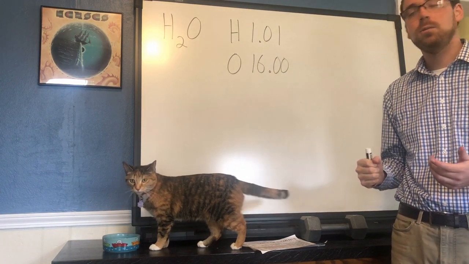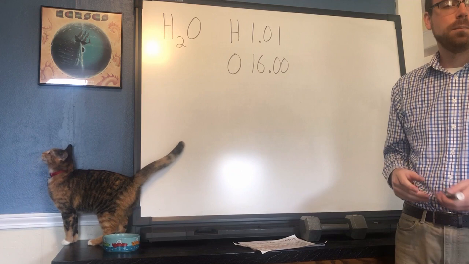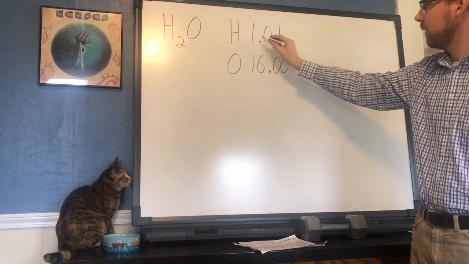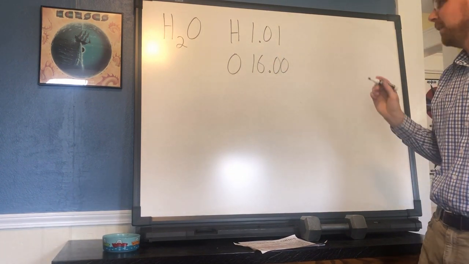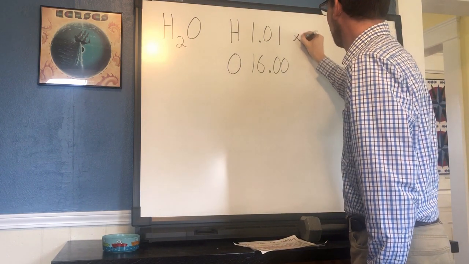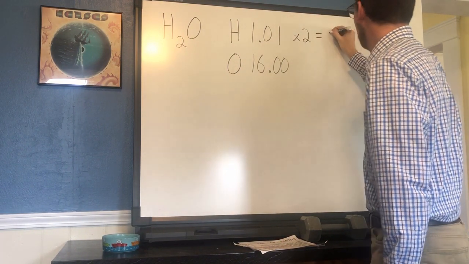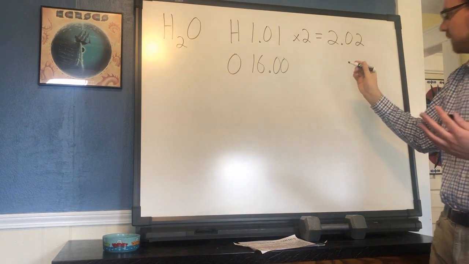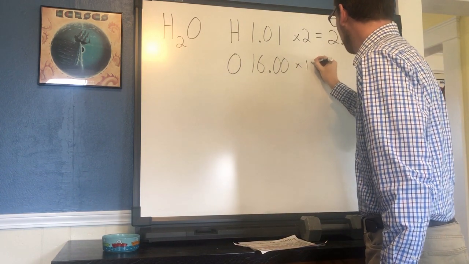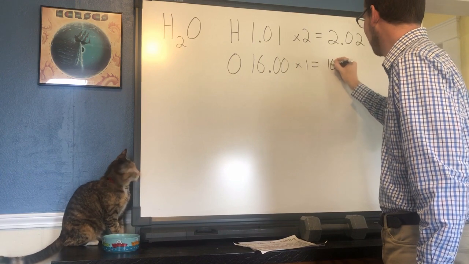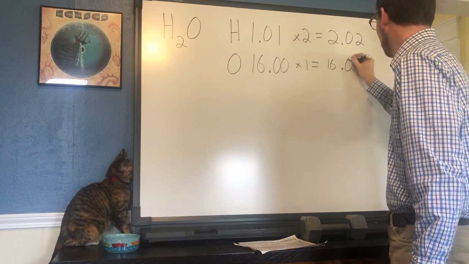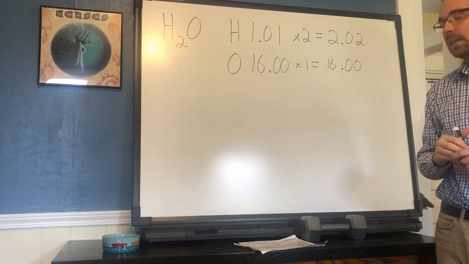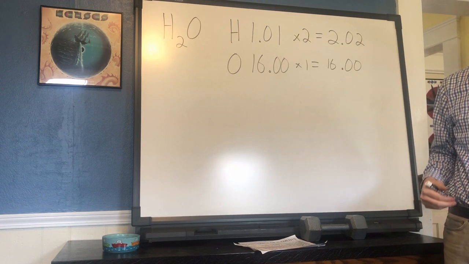Now, the last thing that we need to do is take into account the number of each atom type. We have two hydrogen atoms and we have one oxygen atom. So we need to take our mass of 1.01 and multiply that by 2. And we will do the same with our oxygen times 1. We then will add the two values together and give the answer its unit of grams per mole.